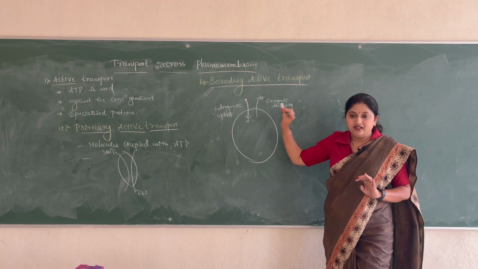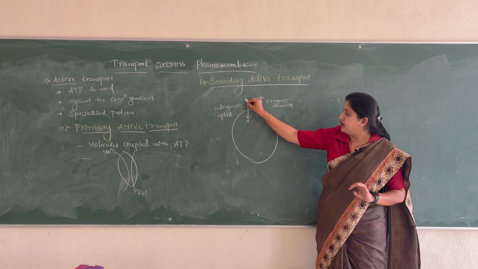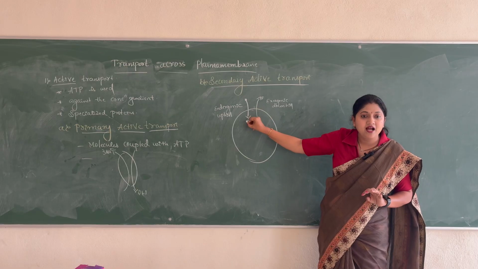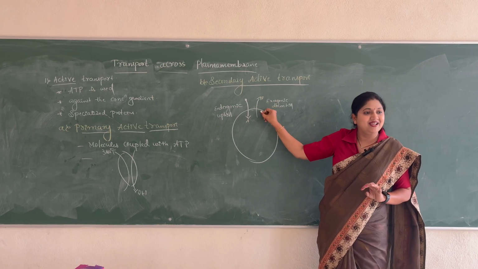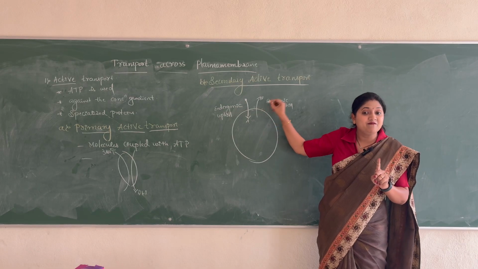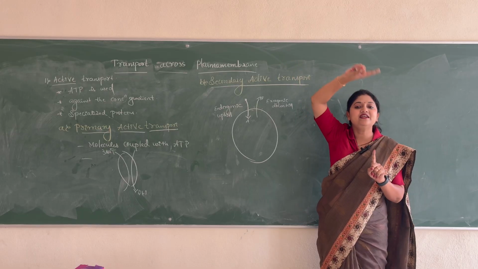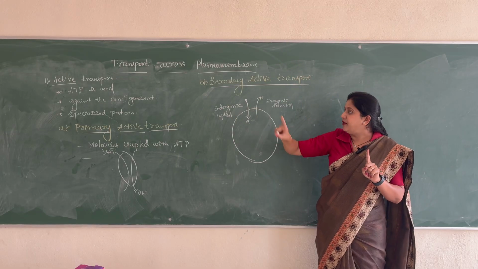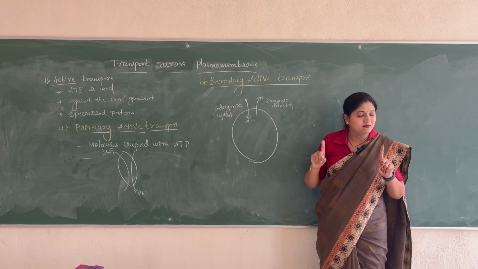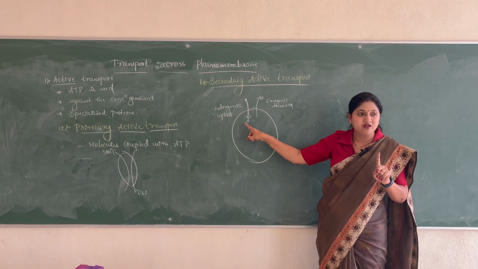So in secondary active transport, one molecule is going uphill. For it to go uphill, another molecule must go downhill. That downhill molecule is the one which has previously undergone uphill. So now I repeat it once again: secondary active transport is the one wherein one molecule is undergoing an uphill transport.